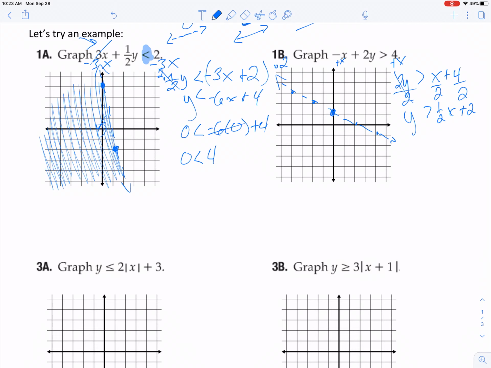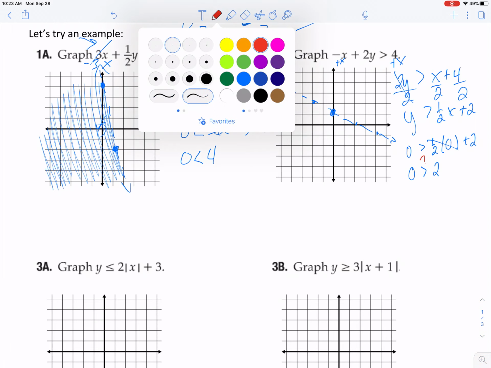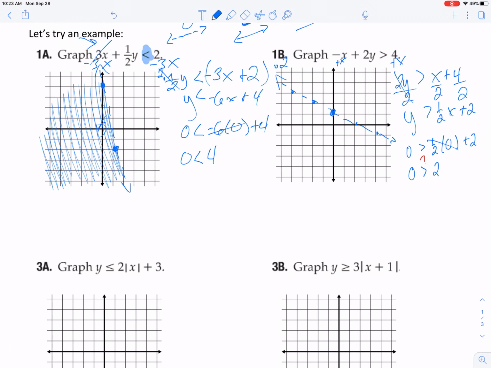Now ask yourself, does the line go through 0, 0? The answer is no, so I'm going to plug in 0, 0. 0 greater than 1/2 times 0 plus 2. Of course, 1/2 times 0 is just 0, so I have 0 greater than 2. And here's the thing, if it helps, you can write a little question mark here. Is 0 bigger than 2? No, that's an X. Okay, remember I said shade towards the check mark stars, shade away from the X. So this time, I'm going to shade up here.